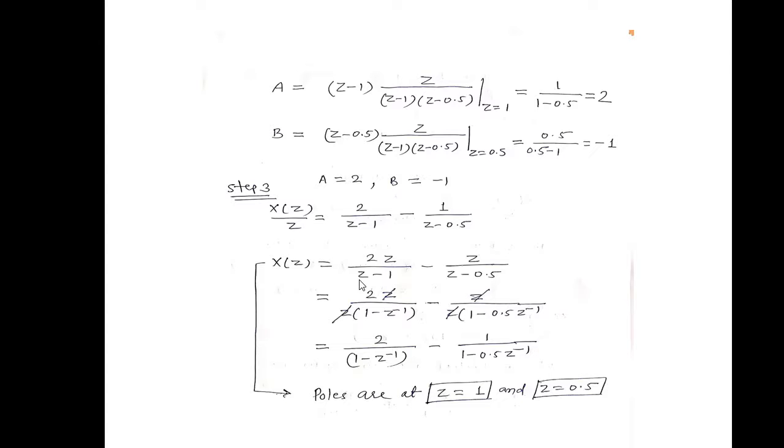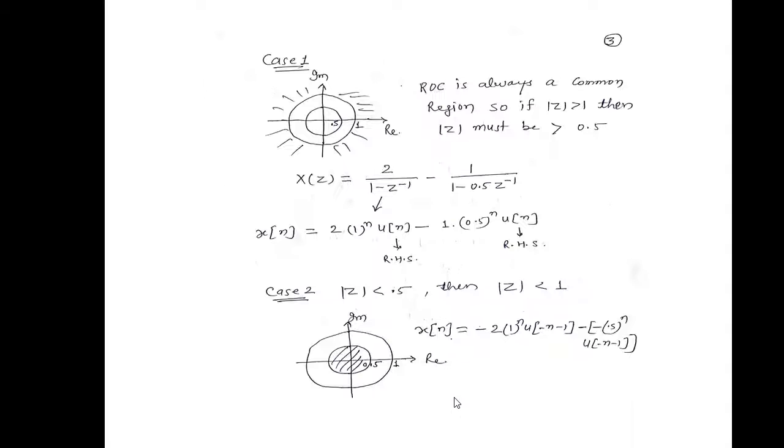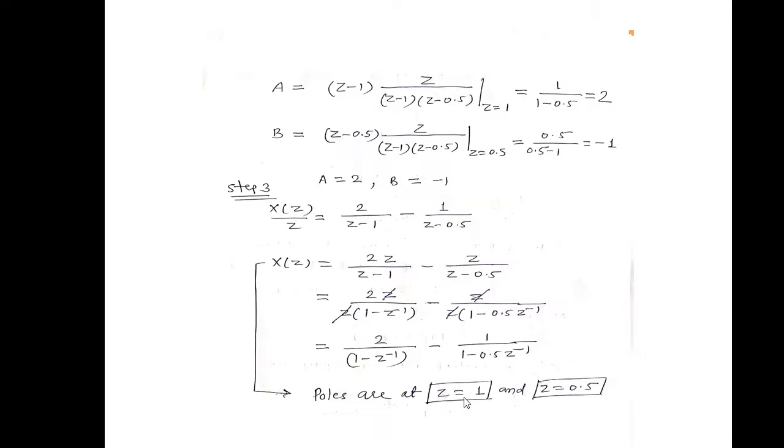Then we can take this z outside the parenthesis. Z and z will be cancelled out. This z and z also will be cancelled out. Okay, finally we will have 2 upon 1 minus z inverse minus 1 upon 1 minus 0.5 z inverse. So there are two poles, z equal to 1 and z equal to 0.5. Okay.